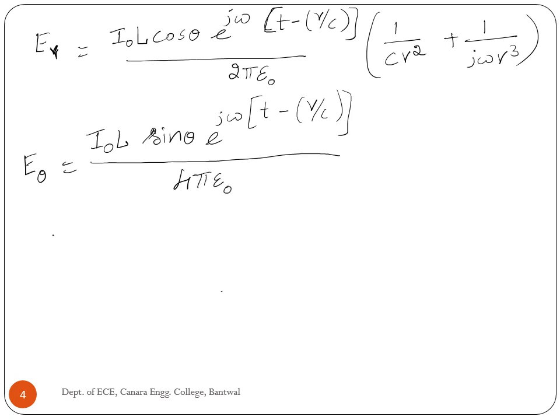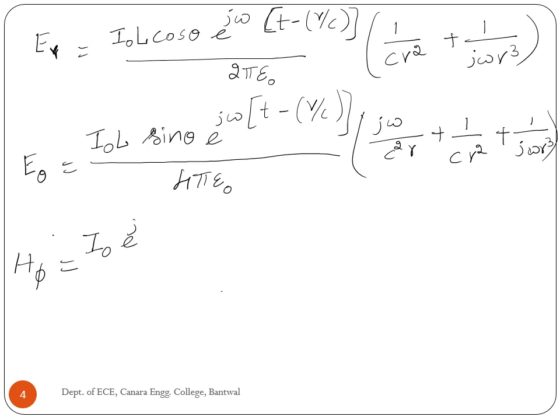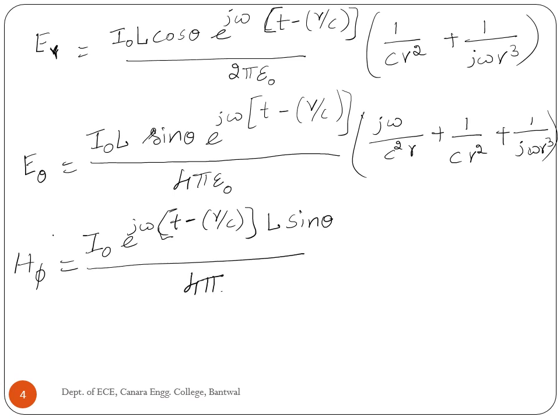divided by 4π ε0 times (jω/(c² r) + 1/(c r²) + 1/(jω r³)). H phi is equal to I0 e^(jω(t - r/c)) L sin θ divided by 4π times (jω/(c r) + 1/r²).